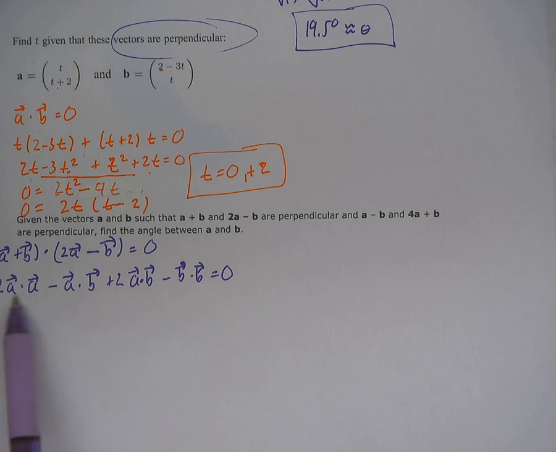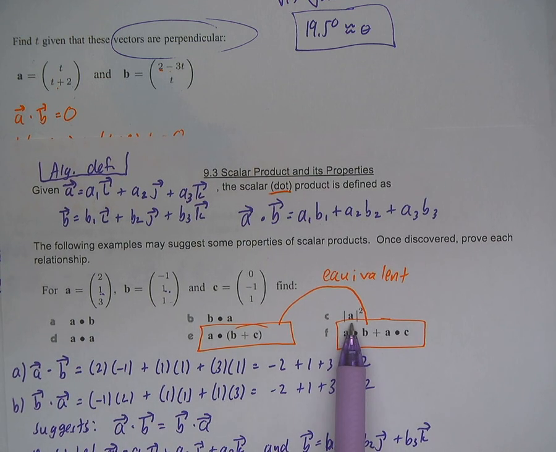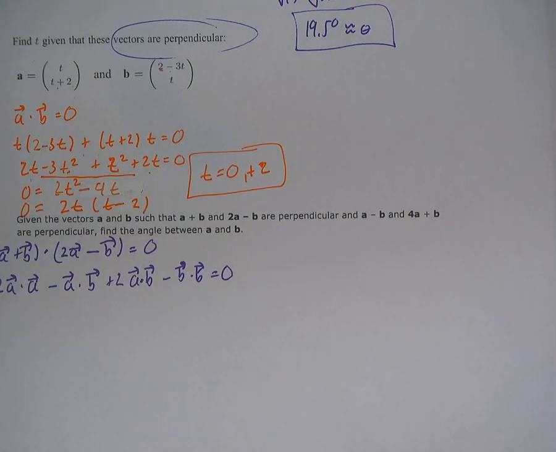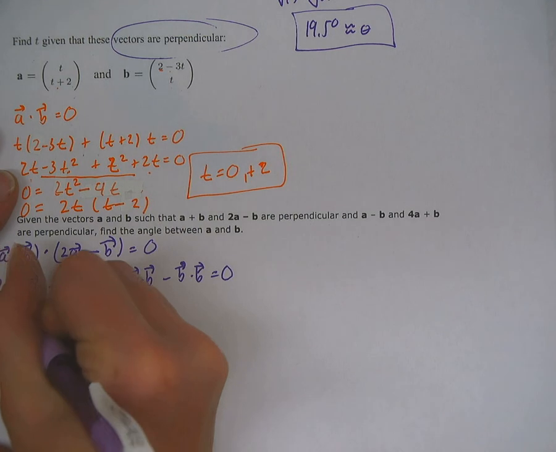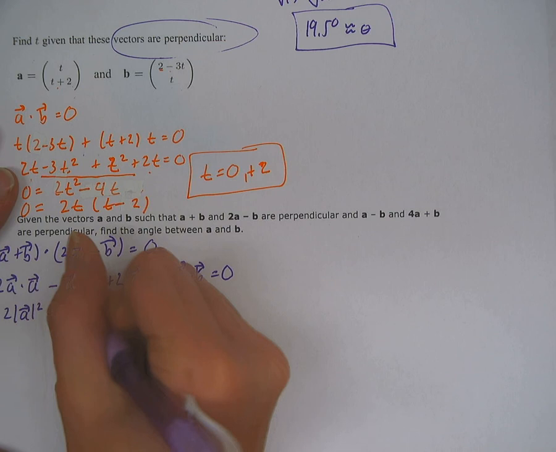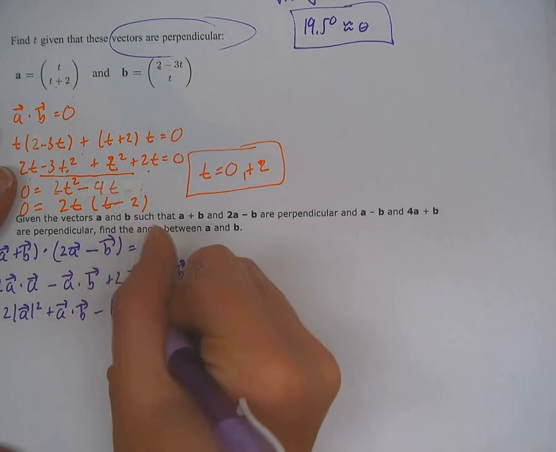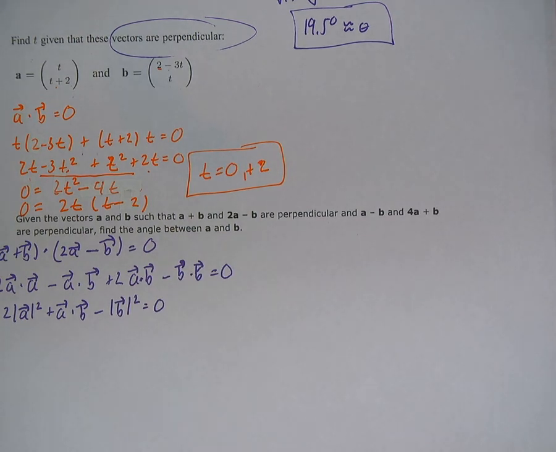But I could also do stuff with this as well, because one of the things we just proved recently is that vector A dot vector A is the magnitude of A squared. That could be helpful for us. So we have 2 the magnitude of vector A squared plus vector A dot vector B minus the magnitude of vector B squared. Okay, so that's what I've got so far. I don't know that I can simplify that anymore. Let's look at the other one and see what happens.